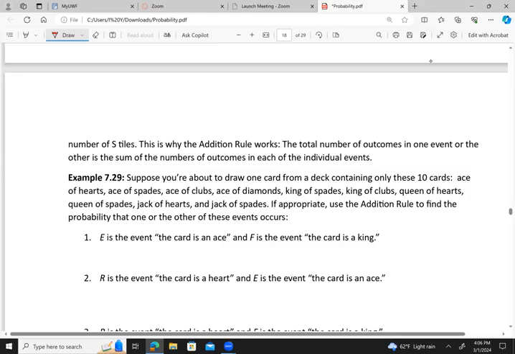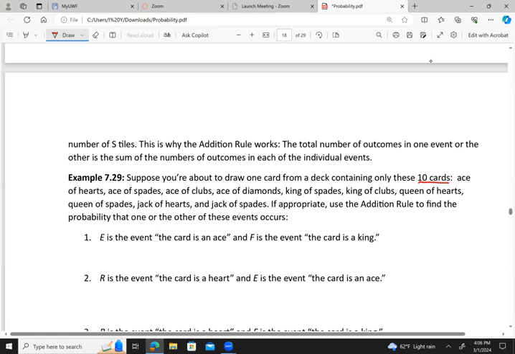Suppose you're about to draw one card from a deck containing only these 10 cards: ace of hearts, ace of spades, ace of clubs, ace of diamonds, king of spades, king of clubs, queen of hearts, queen of spades, jack of hearts, and jack of spades. If appropriate, use the addition rule to find the probability that one or the other of these events occurs.